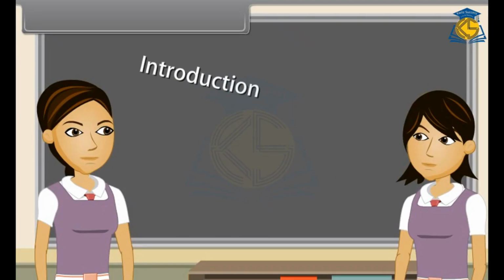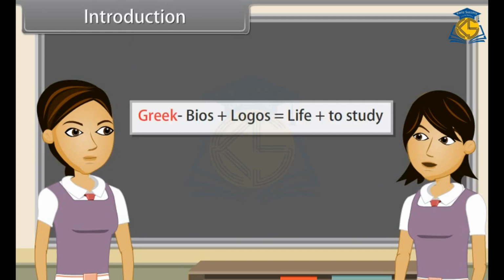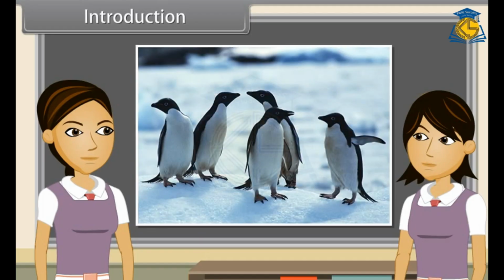Introduction. We know that the branch of science which deals with the study of living organisms is called biology, or the study of life. Yes, the word biology has been taken from Greek words: bios, equal to life, plus logos, equal to study. Things which depict growth, reproduction, ability to sense environment and mount a suitable response are called living things.